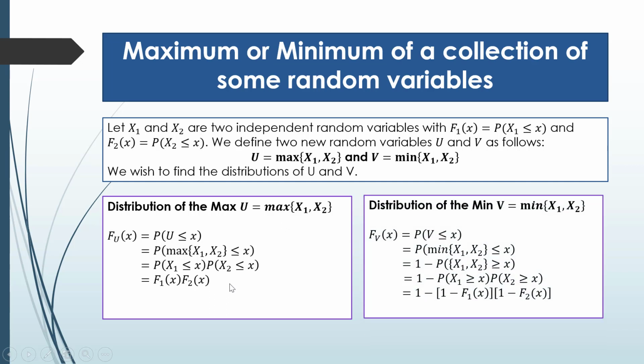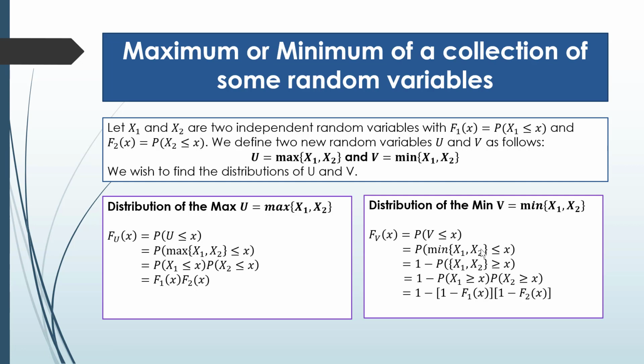For the minimum, we also start with the CDF. So remember the trick: for maximum and minimum, start with the CDF, not the PDF. Once you get the CDF, you can take the derivative to find the PDF. So here we start with the CDF of V. That is the probability that V is less than or equal to x, and V here is the minimum of x1 and x2. So the minimum of x1 and x2 is less than or equal to x, so that means either x1 is less than or equal to x, or x2 is less than or equal to x, or both.